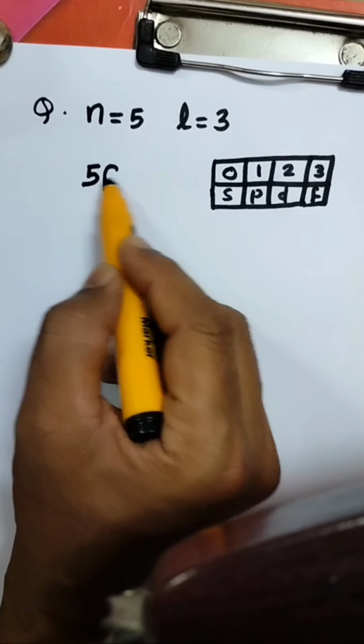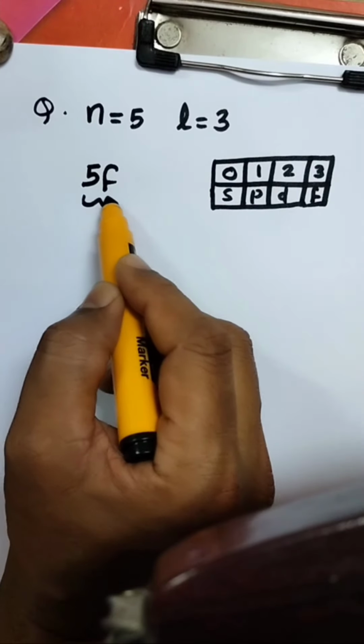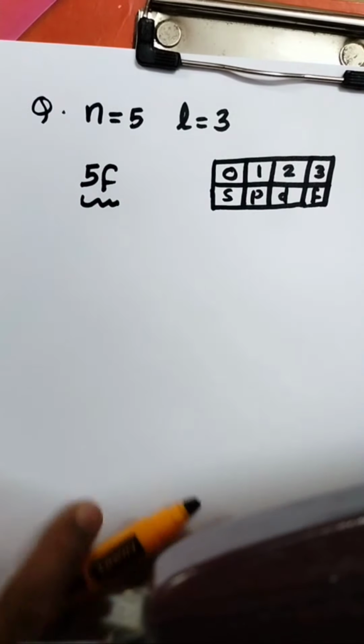So the orbital is 5, 3, that is f. 5f subshell or 5f orbital. Okay.